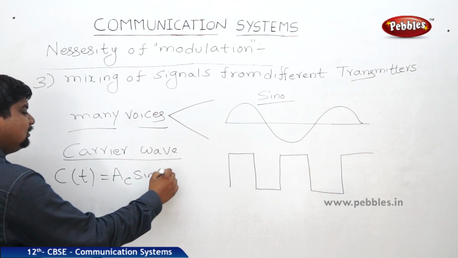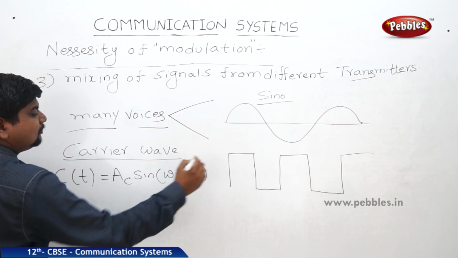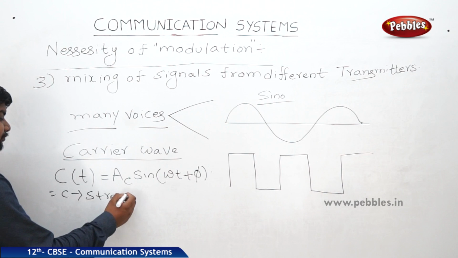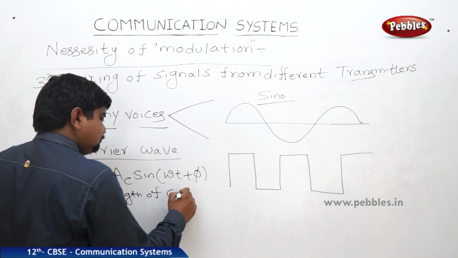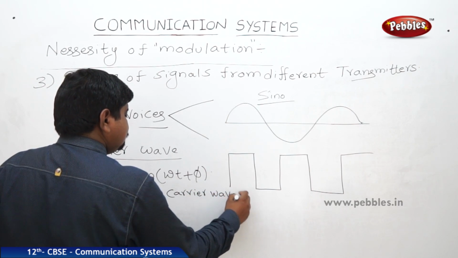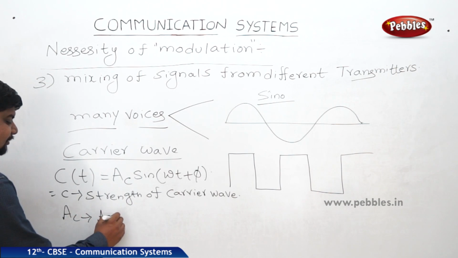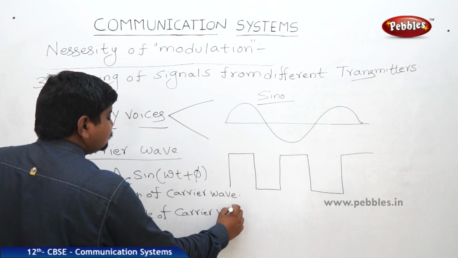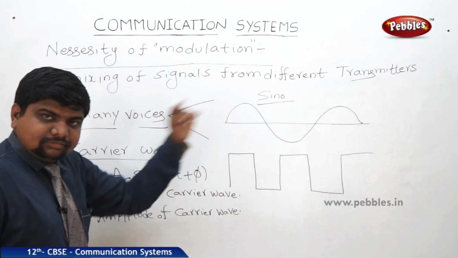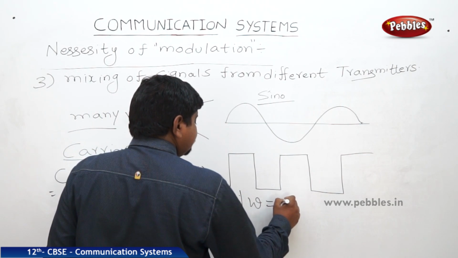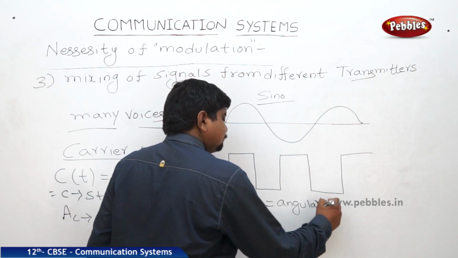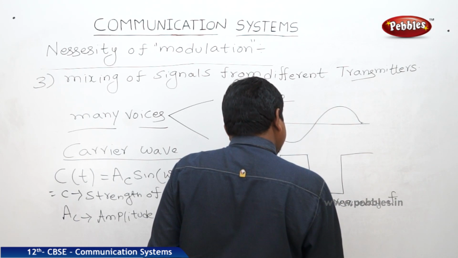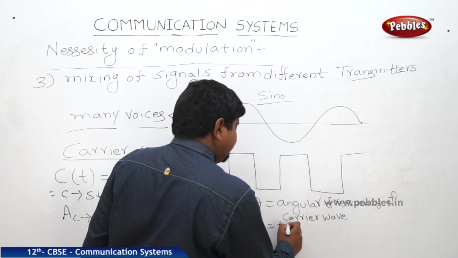Equation is Ac sine (omega t plus phi). c is the strength of carrier wave. Ac is the amplitude of carrier wave. Sine is a sine function. Omega is the angular frequency of the carrier wave. t is equal to time, phi is equal to phase.